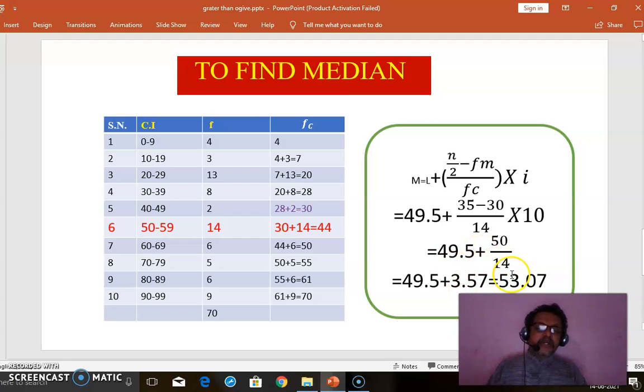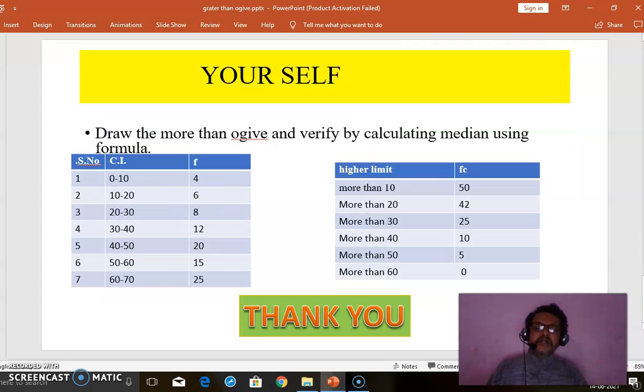So this is the verification. Here two problems are there; solve these two yourself. Here you can directly draw the graph. Take 10, 20, 30, 40, 50 on the x-axis and the cumulative frequency on the y-axis. There is no need of finding the cumulative frequency, because here no class intervals are given. So these two problems are homework, and thank you.